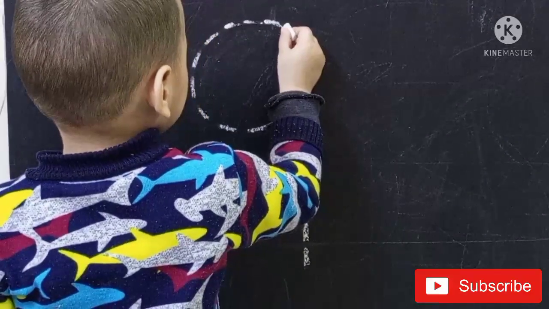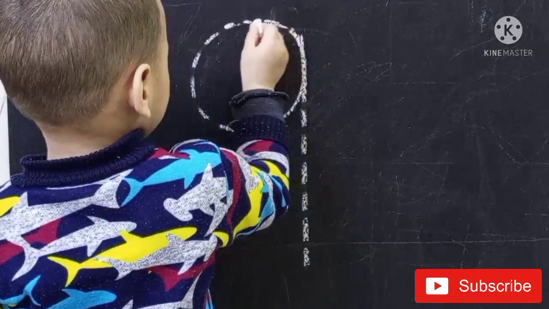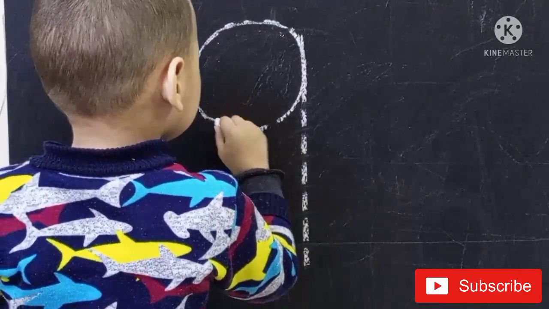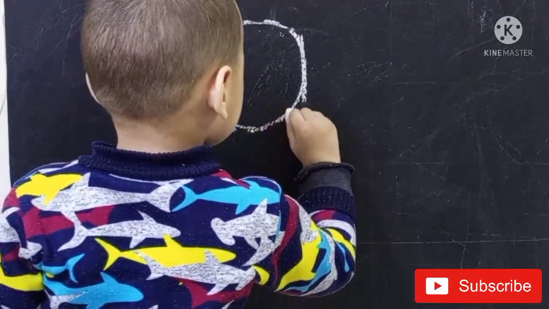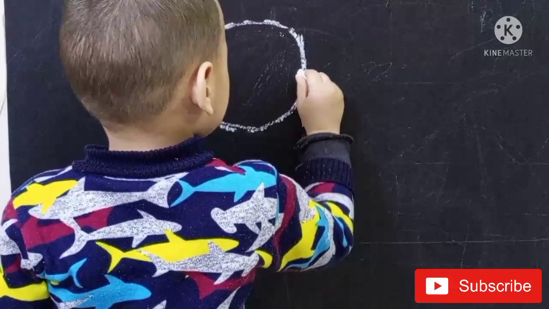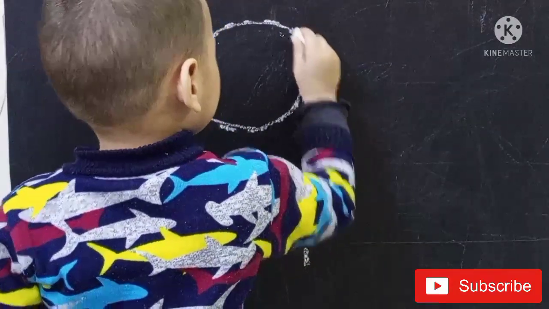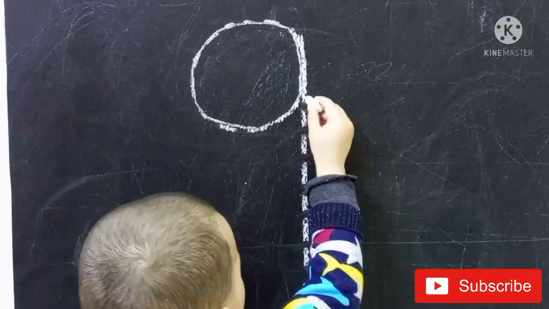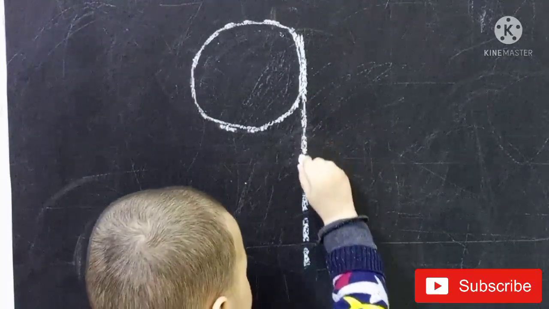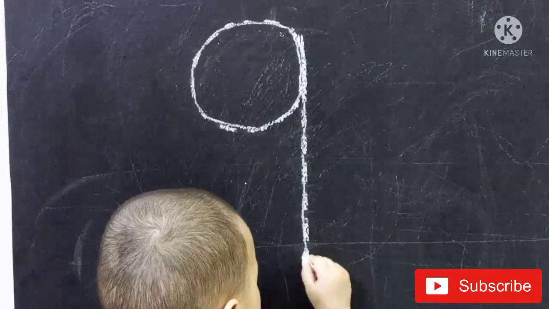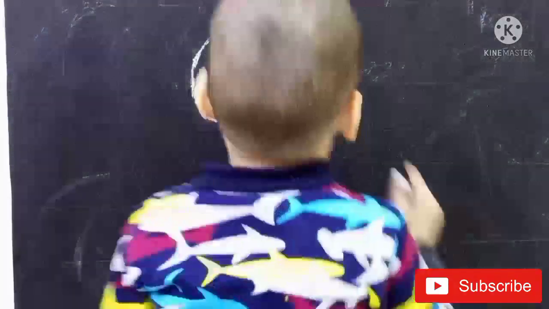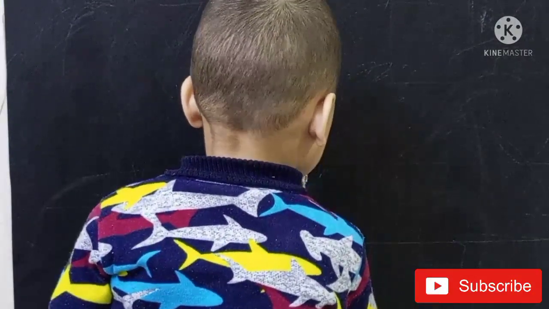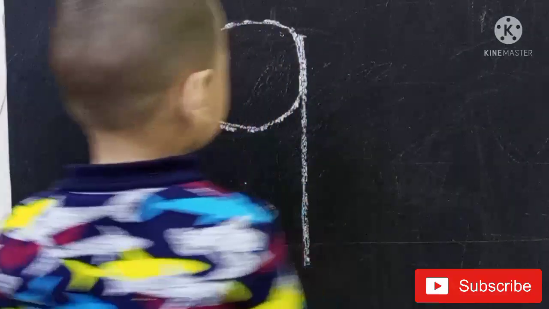Now number 9. To make number 9, you have to draw a small circle with standing line. Trace the dots, Arav. First make a circle. Good. Very good. Standing line. Once more, repeat it. Very good. This is number 9.